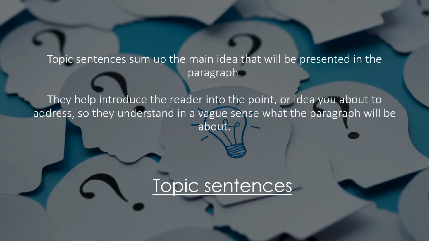So just to recap about topic sentences. Now topic sentences sum up the main idea that will be presented in the paragraph. They help introduce the reader into the point or the idea that you're about to address, so they understand in a vague sense what the paragraph will be about. And if you're doing functional skills reading, this is a great way of locating a piece of information. So you scan the text and you look for those topic sentences to try and find which paragraph you'll find the piece of information that you're looking for in.